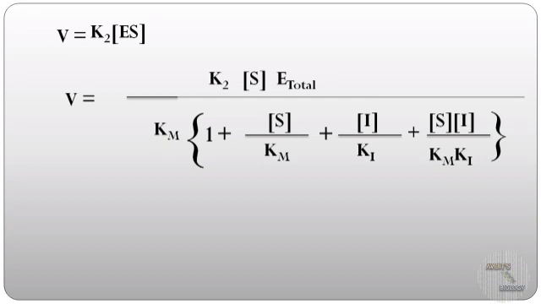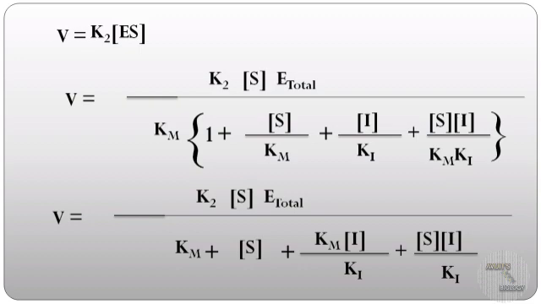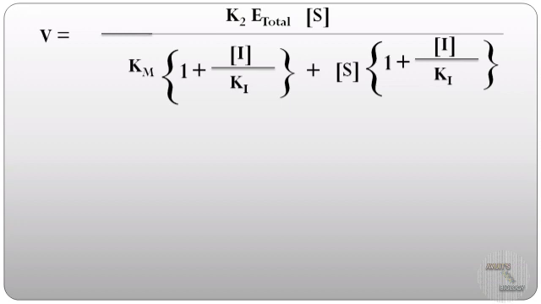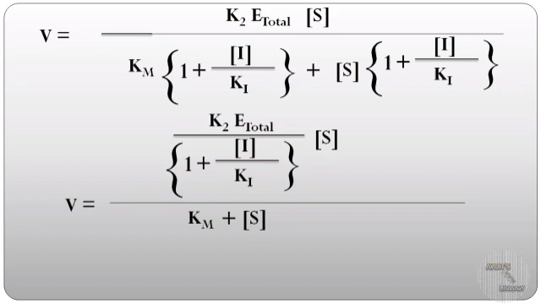Or we can write V equals K2 into S into E total by Km plus S plus Km KI by KI plus S into I by KI. Or we can write V equals K2 E total S by Km into 1 plus I by KI plus S into 1 plus I by KI. Now if we divide both the numerator and the denominator by 1 plus I by KI, then we will get this. That is V equals K2 E total by 1 plus I by KI into S by Km plus S.